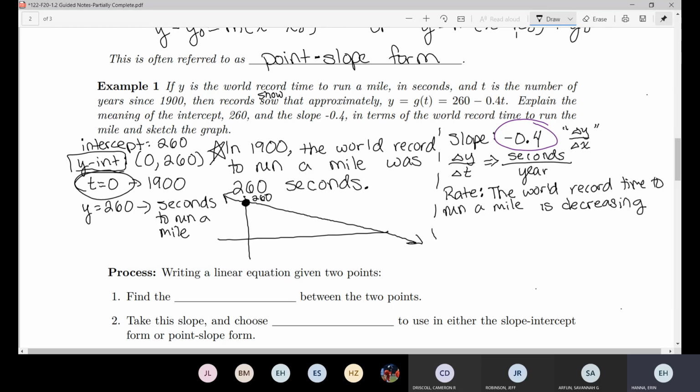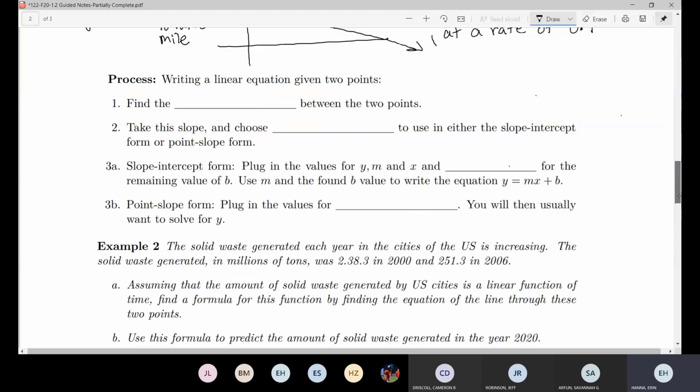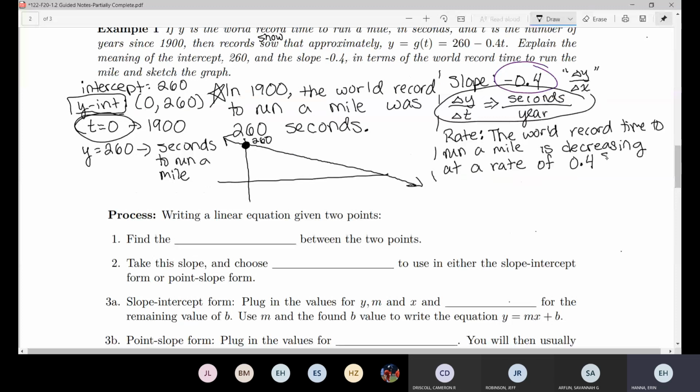And I call this the rate way because then you say at a rate of 0.4. Now I just take 0.4 instead of negative 0.4 because the word decreasing is taking care of the negative for me. And now I need the units of the slope, which actually I wrote here the other day. So it will be decreasing at a rate of 0.4 seconds per year. So that's the one way you can do it.